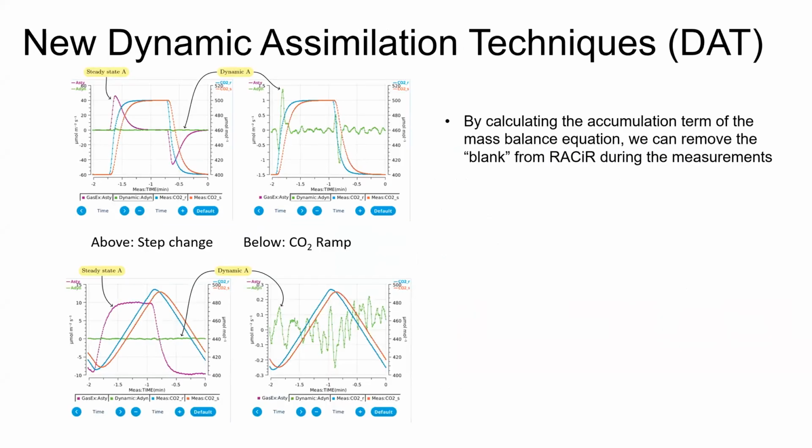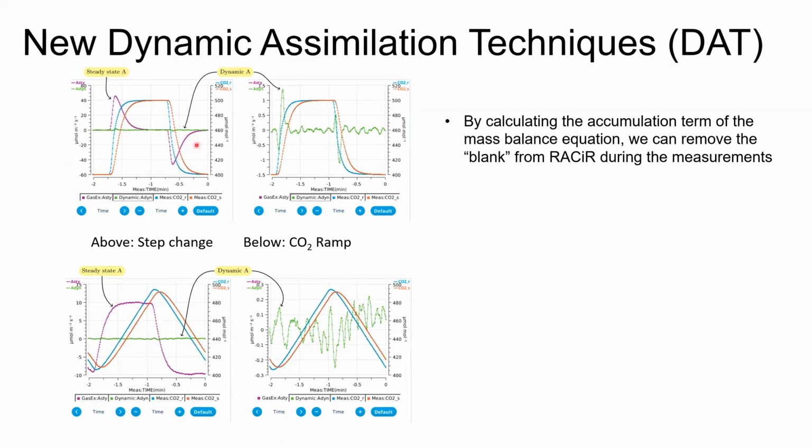So now with the release of dynamic assimilation techniques, the LI-COR just does all the heavy lifting in creating these nice dynamic A-Ci curves. Essentially, it just abandons the assumption of steady state from the mass balance equation. It calculates what's called this accumulation term. And it prevents the need to make the blanks. It does a very good job of cleaning up the shape of step changes.